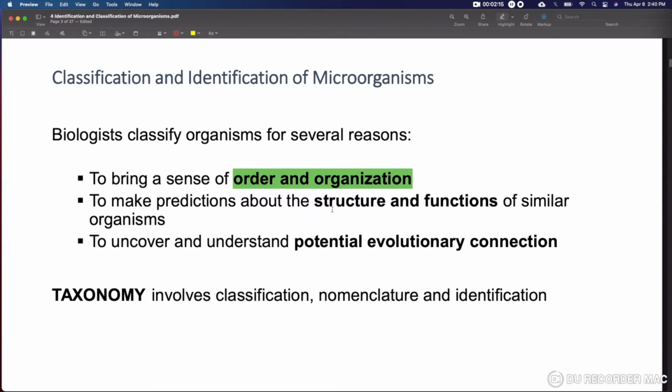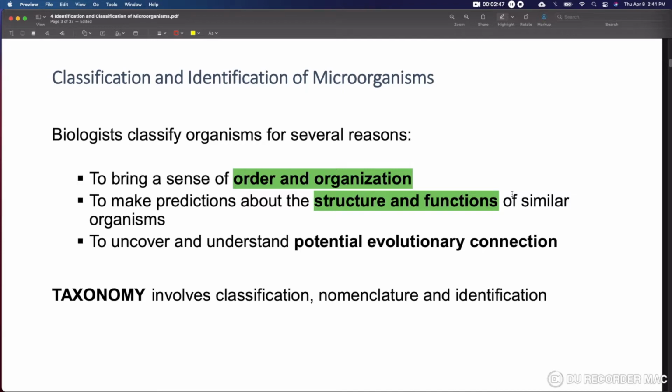And the next one is to make predictions on the structures and functions of similar or related organisms. Because more likely if those organisms belong to a certain taxa, they will exhibit similar characteristics. And that's good for us, no? That's good for us who would like to explore them. I mean, exploit them. Wink, wink. Yes, because we humans are utilitarian in nature.